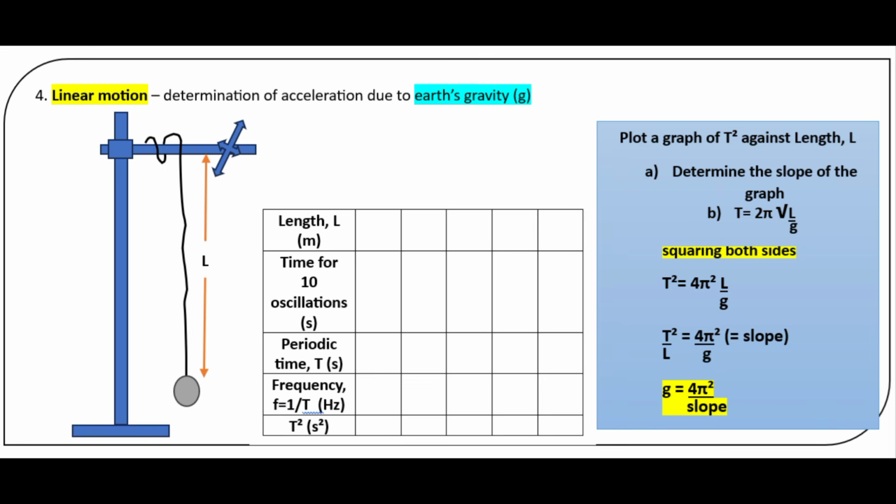And then if you make T squared over L the subject, that is by doing some mathematics, for example, squaring both sides and then dividing by L both sides. You square both sides, then you divide by L both sides. Then you realize that T squared over L will be 4 pi squared over g. We all know the value of pi, so what you don't know here is g. Remember, T squared over L is the slope of this graph.